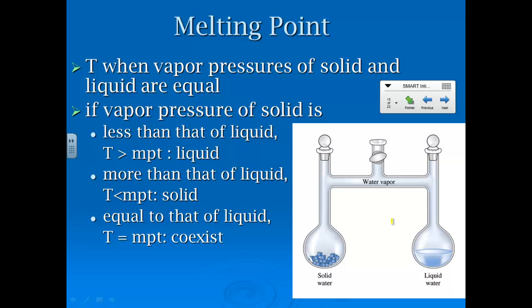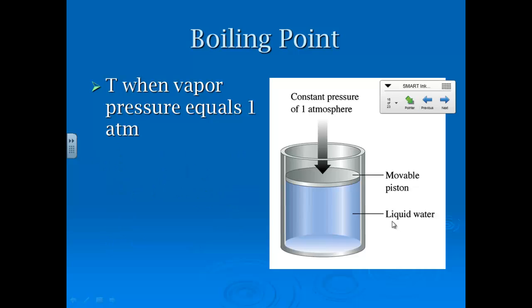Okay, melting point is the temperature when the vapor pressures of a solid and liquid are equal. If the vapor pressure of a solid is less than that of the liquid, the temperature must be greater than the melting point, so it must be a liquid. If the vapor pressure of a solid is more than that of a liquid, the temperature is less than the melting point, so it's going to exist as a solid. And if it's equal, then they will coexist at that point.